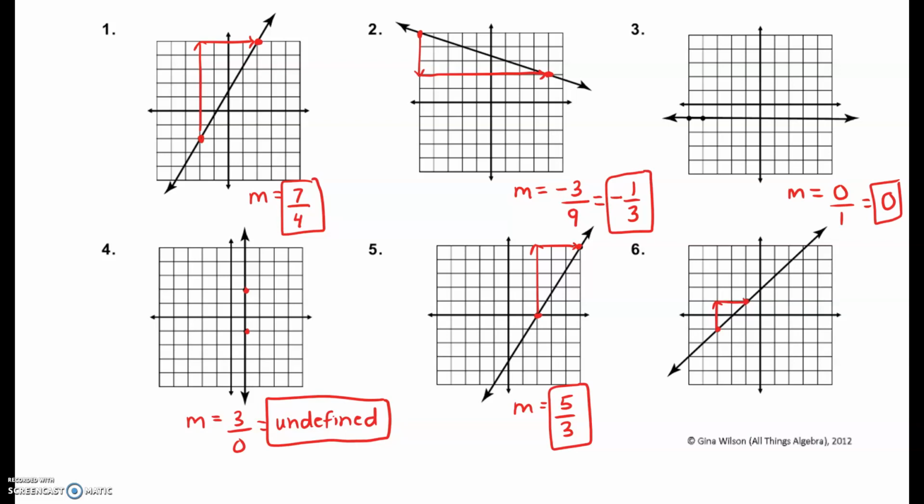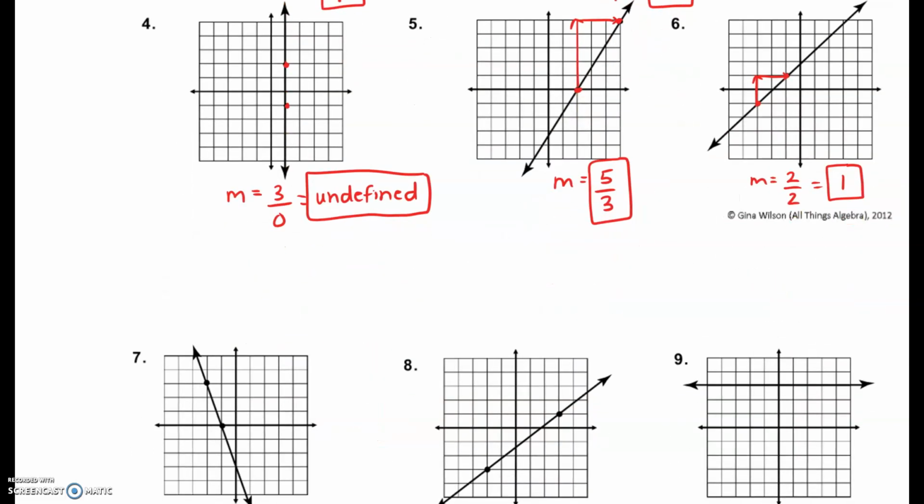We count from the left point to the right point. We went up 2, and we went to the right 2. Well, hopefully we know that 2 divided by 2 equals 1, so the final answer for our slope for number 6 would be a positive 1. All right, that should complete the first page.